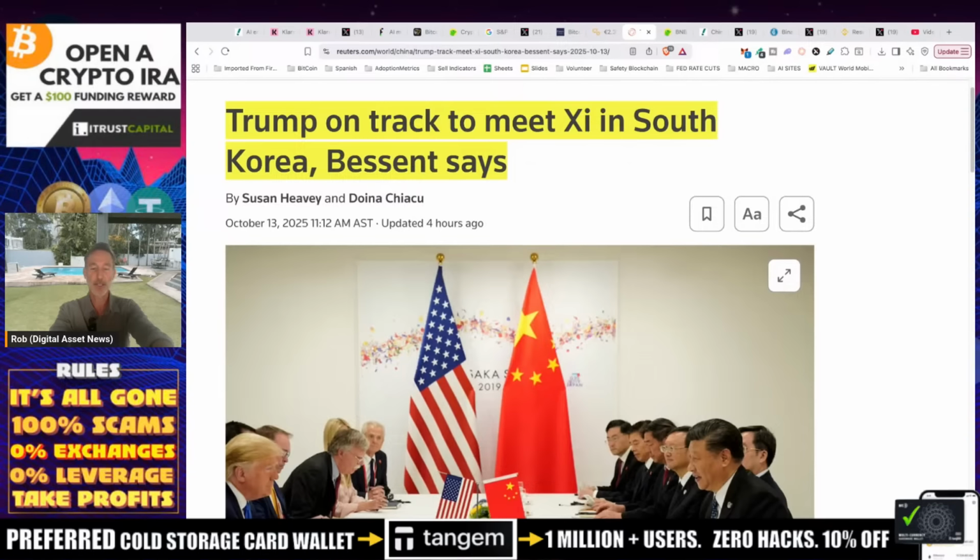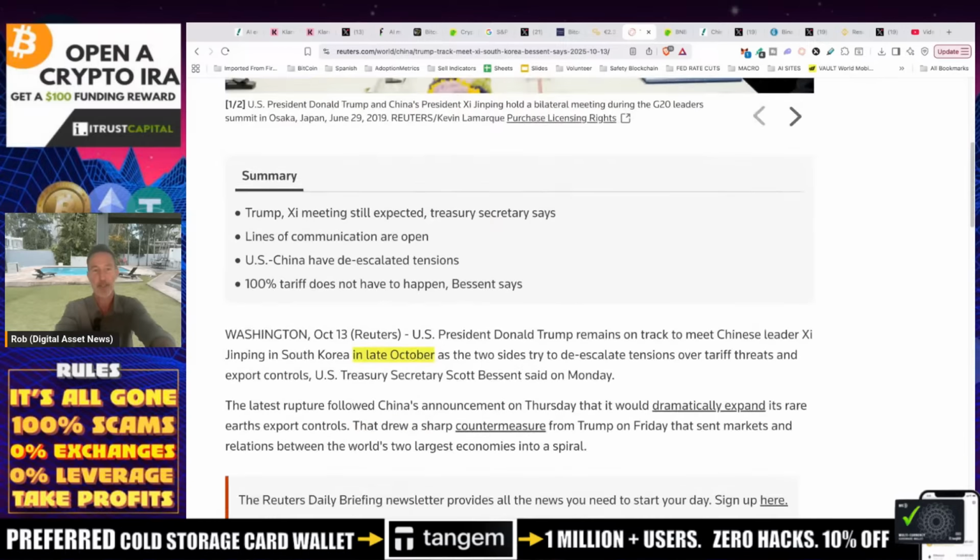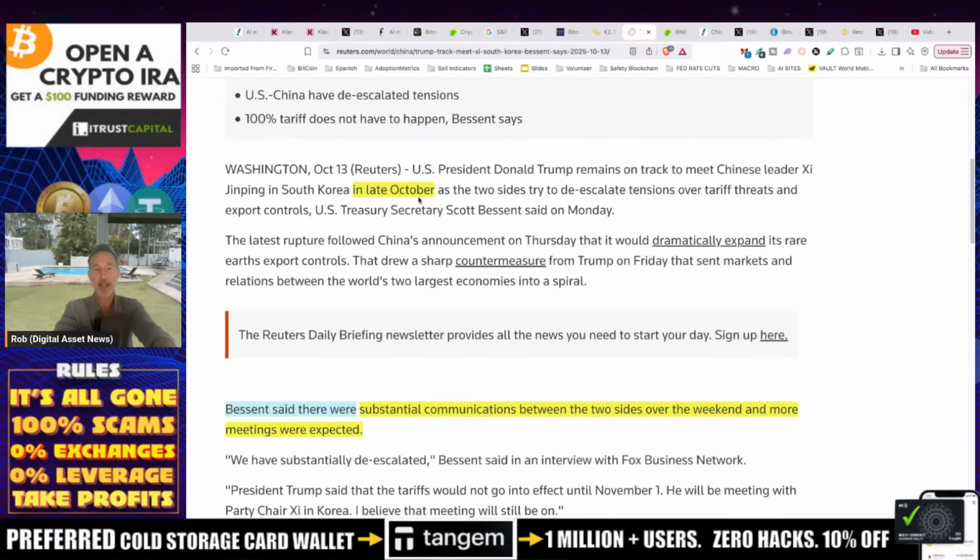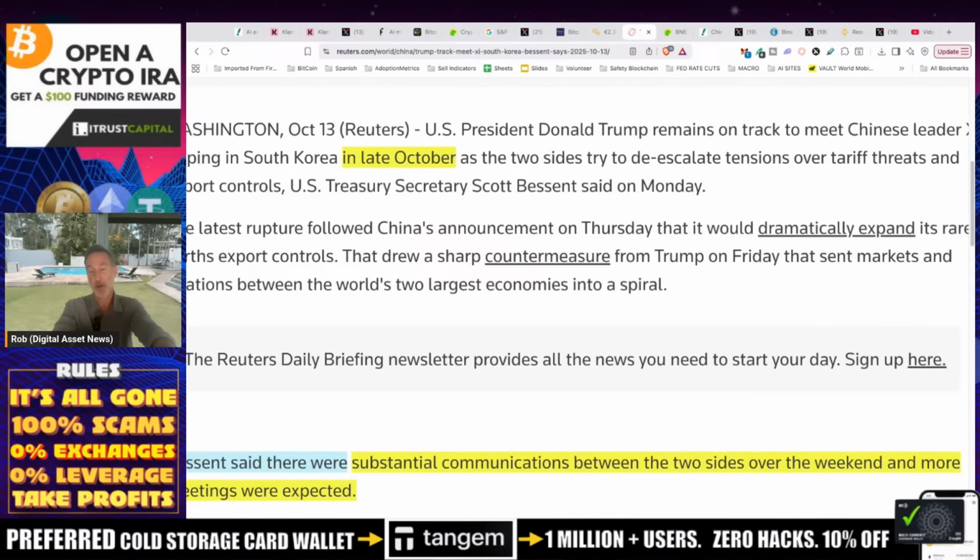And then all of a sudden, China came out and said, whoopsie, let's make that clear. We meant this, this, this. And then Trump was like, all right, well, we'll talk maybe at some point. But good news, Trump is on track to meet Xi Jinping in South Korea. And this is actually going to happen in late October. So looks like game on. Maybe we'll still see more of a bull market.